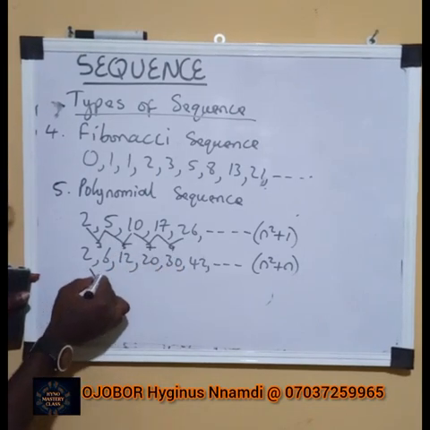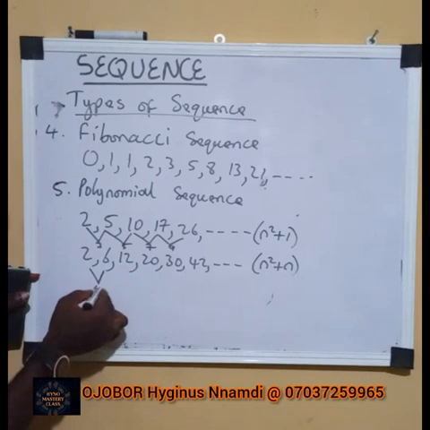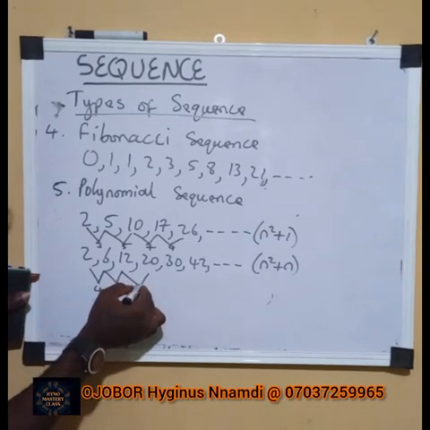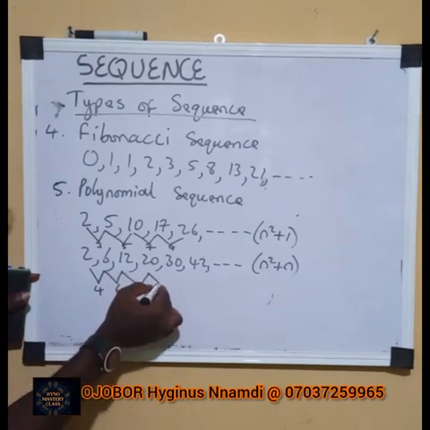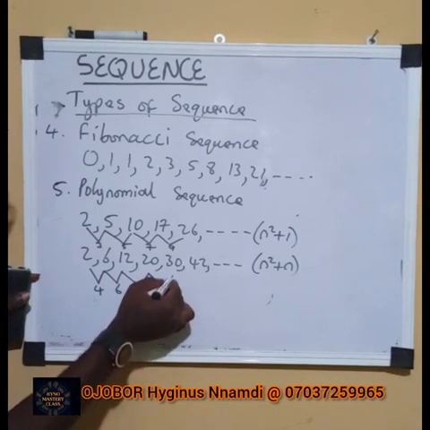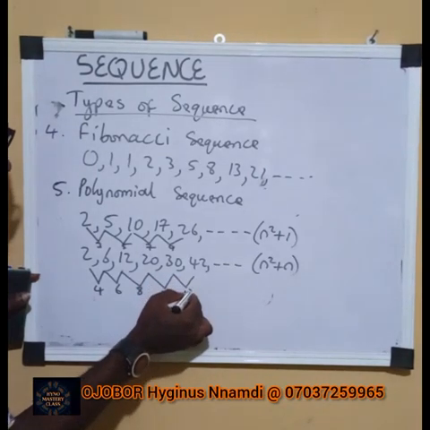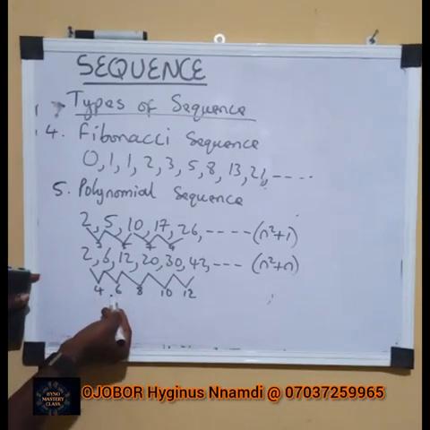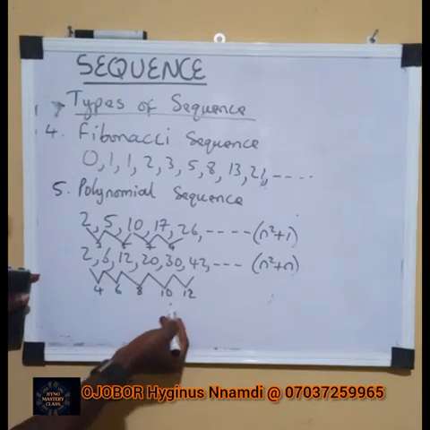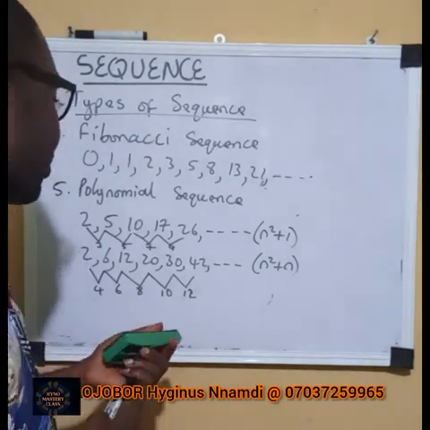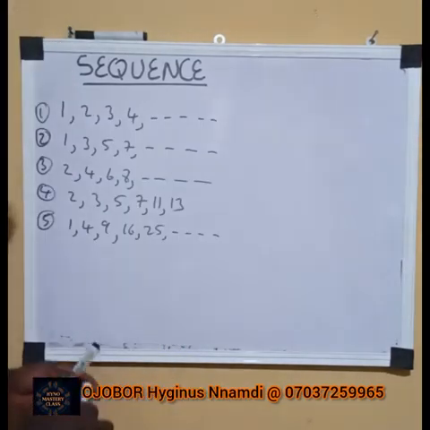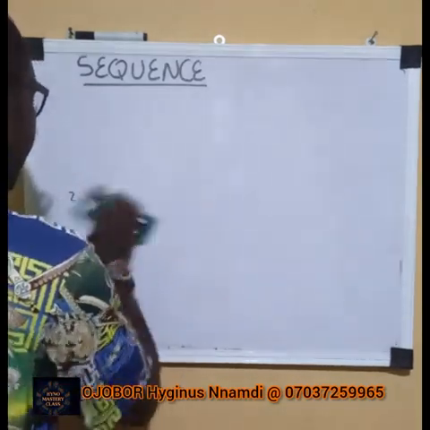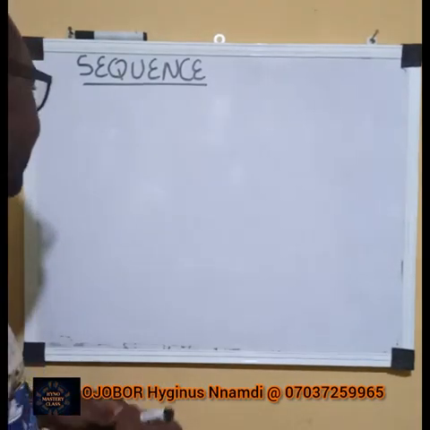In the same way, what I added to 2 to get 6 is 4. What I added to 6 to get 12 is 6. What I will add to 12 to get 20 is 8. What I'll add to 20 to get 30 is 10. What I'll add to 30 to get 42 is 12. You see that these numbers form a linear sequence of addition of 2. So this is what we refer to as a polynomial sequence, the arithmetic sequence. That's the number one type of sequence we're going to look at, arithmetic sequence.